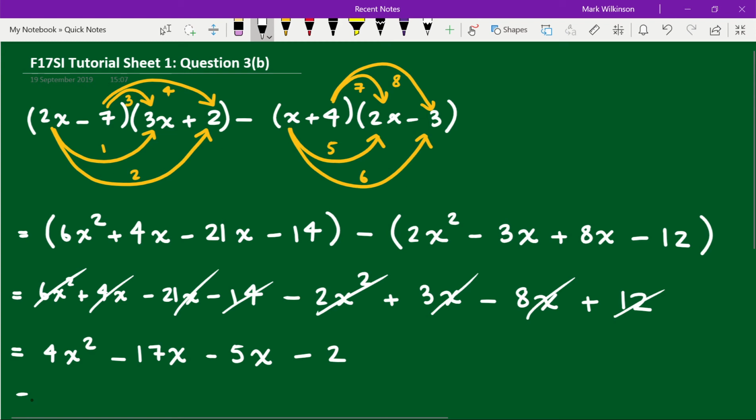And to simplify for the very last line, nothing to change here for the x squared term. However, we have minus 17x minus 5x. Overall, that is minus 22x. And the constant doesn't change either. And that is essentially the last line of the calculation.